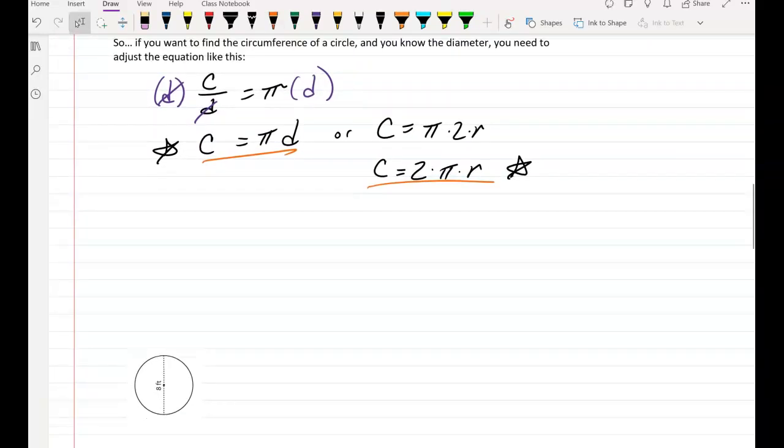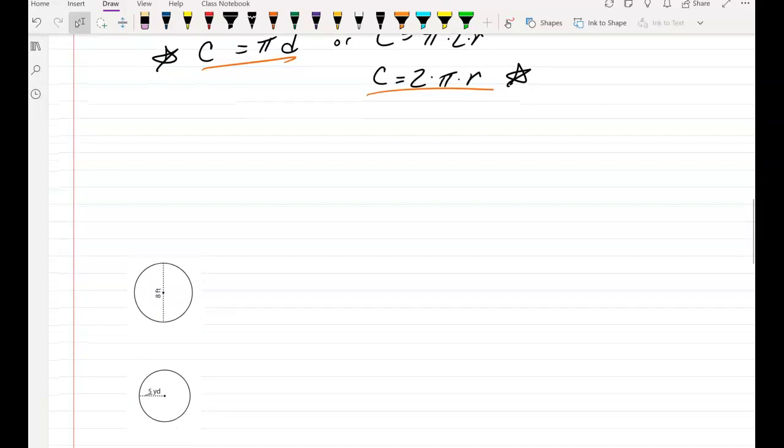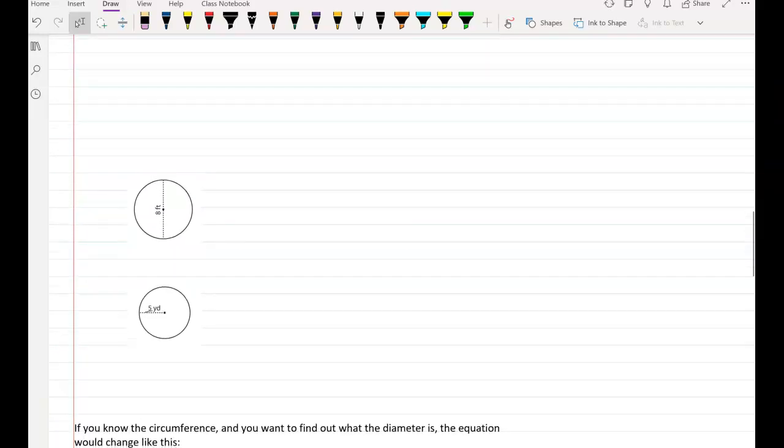Now, let's look at a couple of circles. Here we have a circle that has a diameter. We know it's a diameter because it goes clear across. The diameter is 8. And so we know the circumference is equal to pi times the diameter. So that's pi times 8. So the circumference is equal to 8 pi. Now that's the exact measurement, and that's in feet.